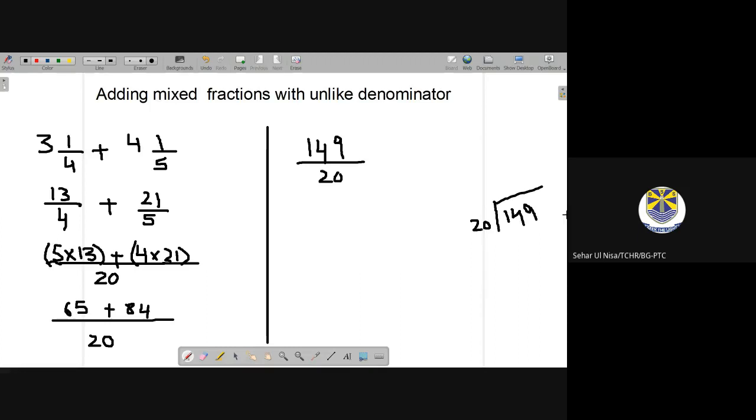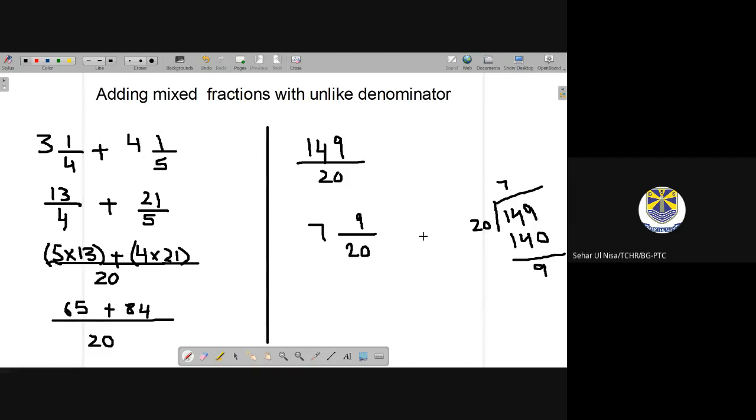So 20 fives are 100, 20 sixes are 120, 20 sevens are 140, and 9 is available. So you will write it like this. 7 will be at the side, 20 will come. 7 will be the small number, 20 will be down, and 9 will become up. 9 will become the numerator and 20 will be the denominator. Yes, so this is the answer.